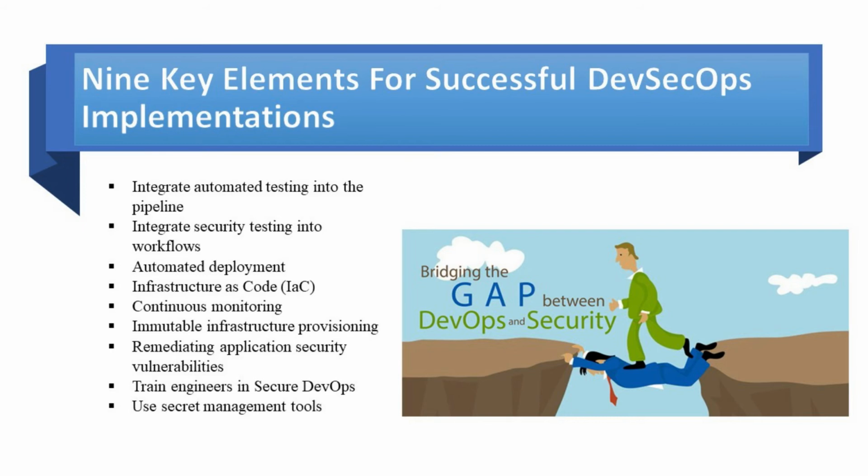Second key point is integrate security testing into workflows. There are several types of security testing you can build into your development process. This includes code analysis tools like Veracode, which can find vulnerabilities in your code and in open source libraries, cloud security tools like Microsoft Azure Advisor, which can advise you on cloud security best practices, and tools for securing container and serverless workloads alike.